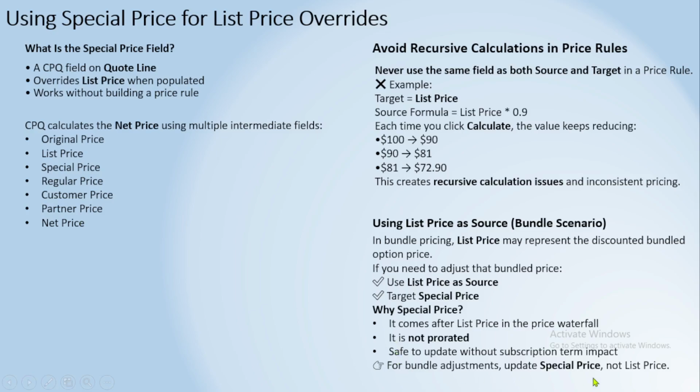So for bundle adjustments, update special price, not list price. If you want to update the bundles, then update special price. Correct?